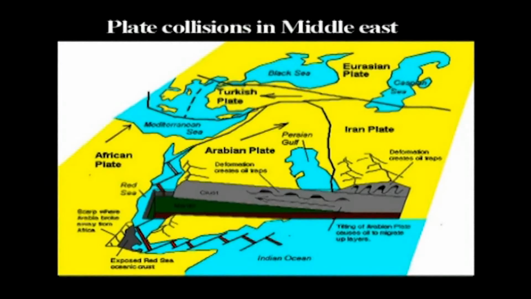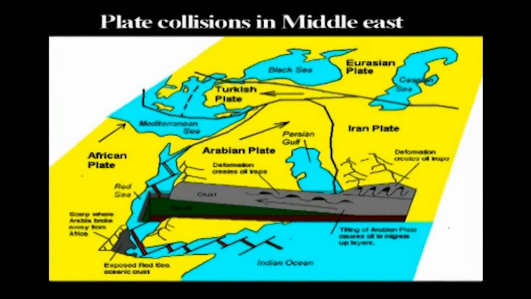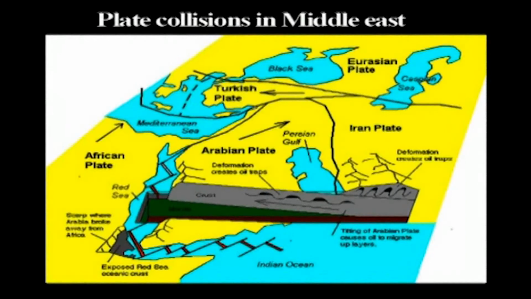This diagram illustrates the plate collisions in the Middle East. The impacts are severe in the Middle East due to this plate collision. A lot of earthquakes, earth tremors and other activities happen. Mountain building processes also happen in the Middle East.